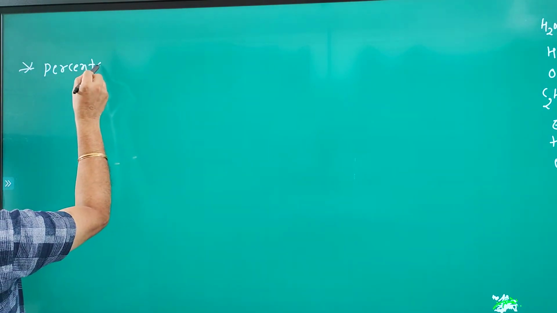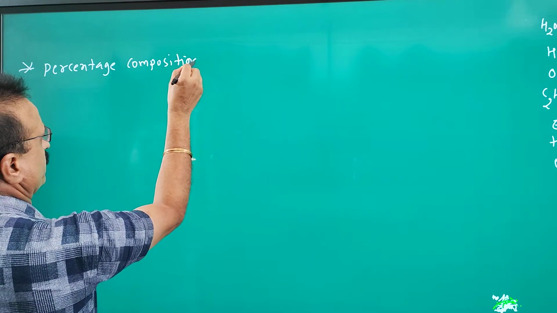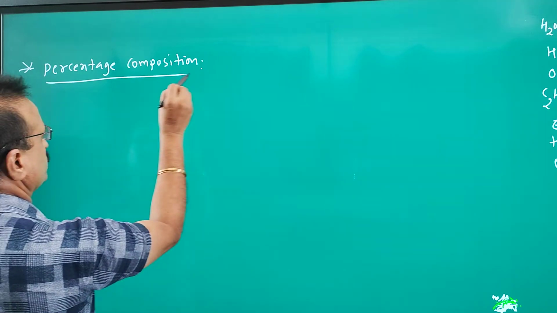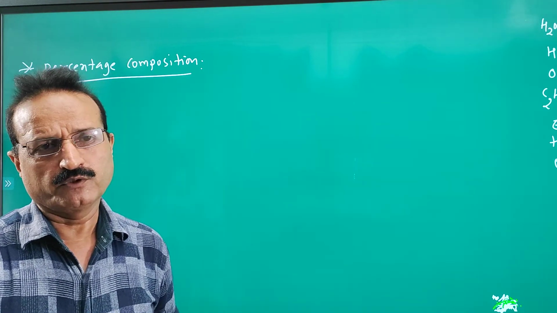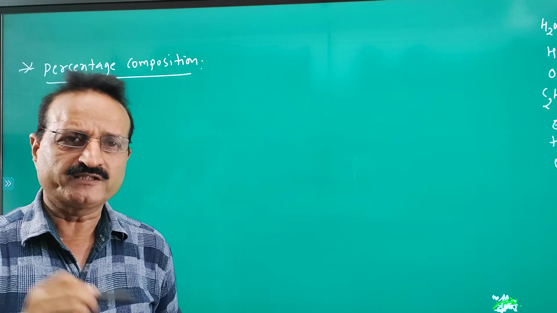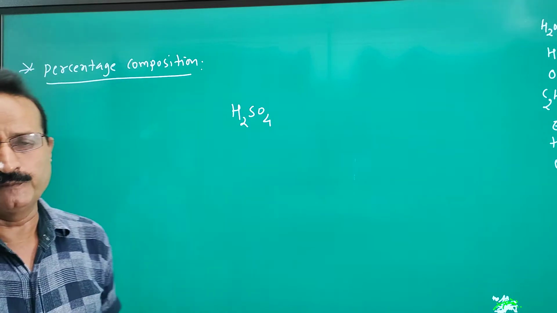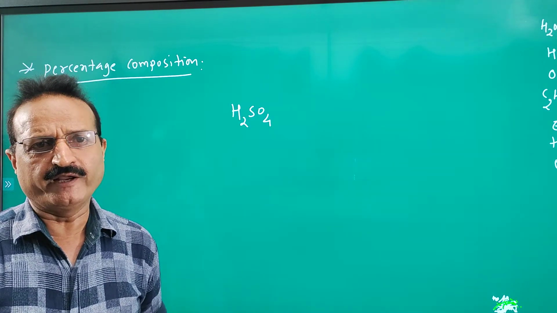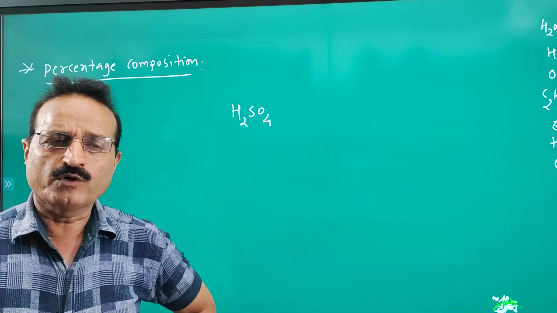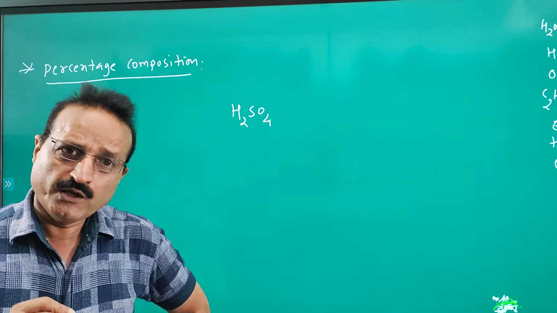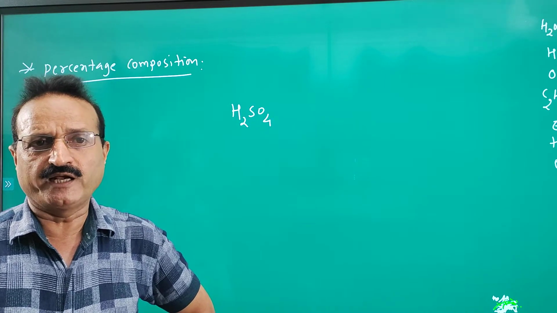Percentage composition is our topic. Why is percentage composition required? Generally you are given a formula. Let's have one formula. Suppose we have H2SO4, sulfuric acid. The number of atoms present in sulfuric acid: hydrogen 2, sulfur 1 and oxygen 4. And you have already calculated the molecular mass of H2SO4, that is 98 point something.